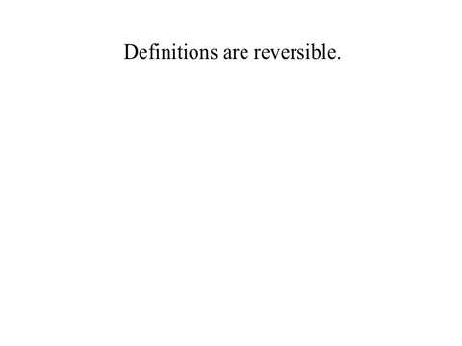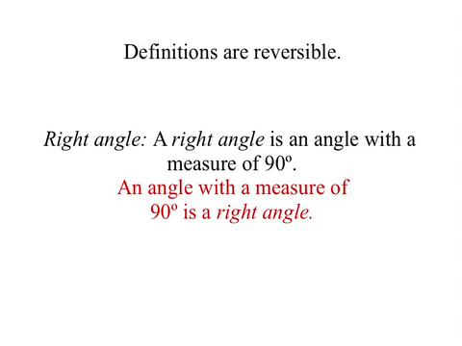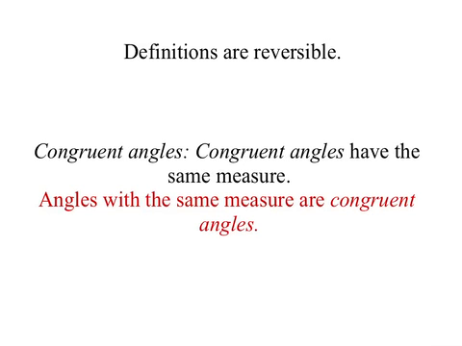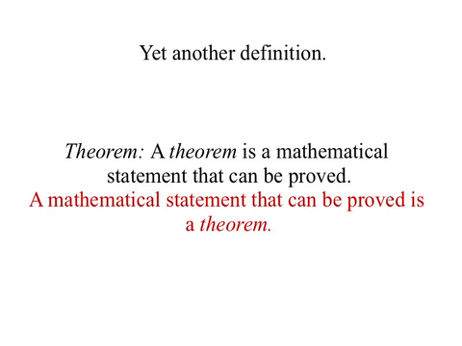Definitions are reversible. And to show what I mean by reversible, I'm going to reverse these three definitions as examples. So our definition was a right angle is an angle with a measure of 90 degrees. When we reverse it, we get an angle with a measure of 90 degrees is a right angle. For straight angle, the original definition was a straight angle is an angle with a measure of 180 degrees. When we reverse it, we get an angle with a measure of 180 degrees is a straight angle. And then for congruent angles, we have congruent angles have the same measure, and then angles with the same measure are congruent angles.